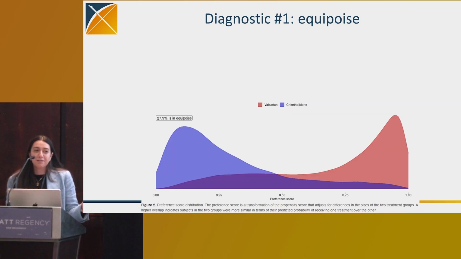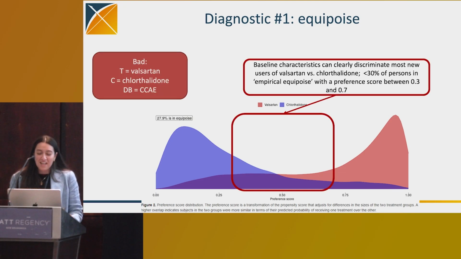What about over here? How are we doing? Bad. Yeah, this is bad equipoise. It means that there's something about the baseline covariates of these patients that's pretty strongly correlated with which drug they're getting. So these are really not comparable cohorts, and maybe there's something else we need to do. Maybe we need to look at some different subpopulation or something else.